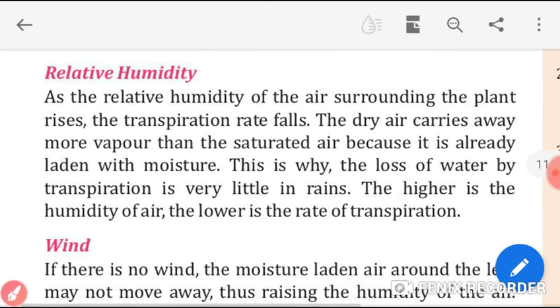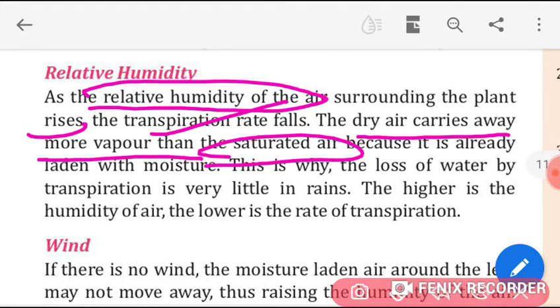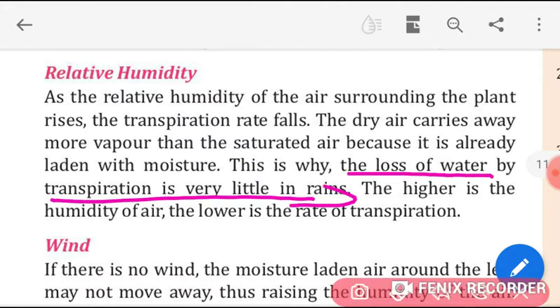What about the relative humidity? Listen now. As the relative humidity of the air surrounding the plant rises, the transpiration rate falls. The dry air carries away more vapor than the saturated air because the saturated air already has moisture in it. That is why the loss of water by transpiration is very less in winter. The higher the humidity of air, the lower the rate of transpiration.